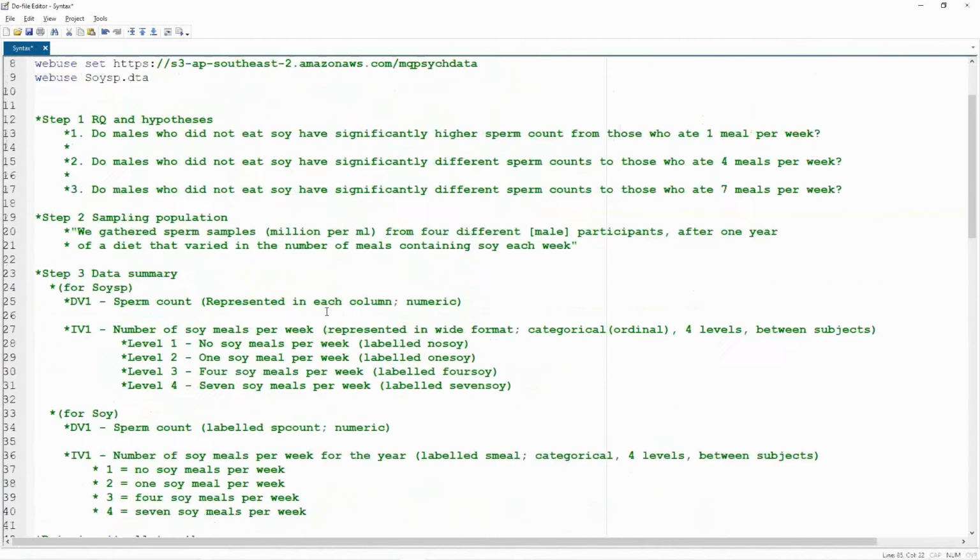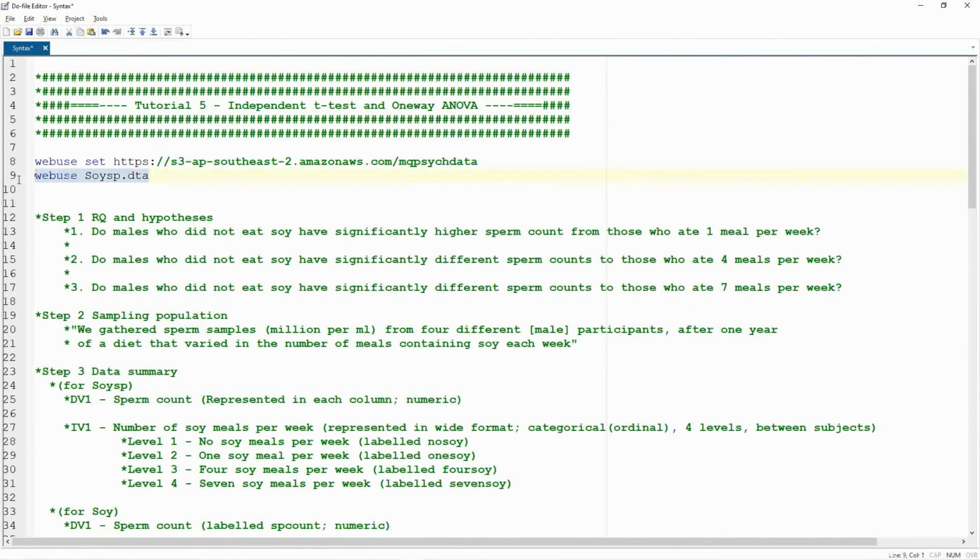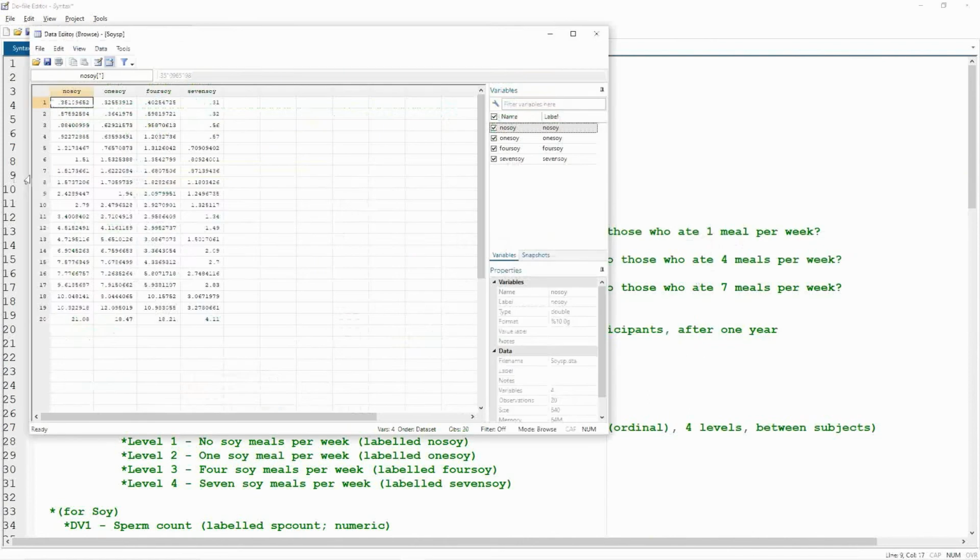But we're starting with the wide data set, so let's switch back. And we can see we have the wide data set now.